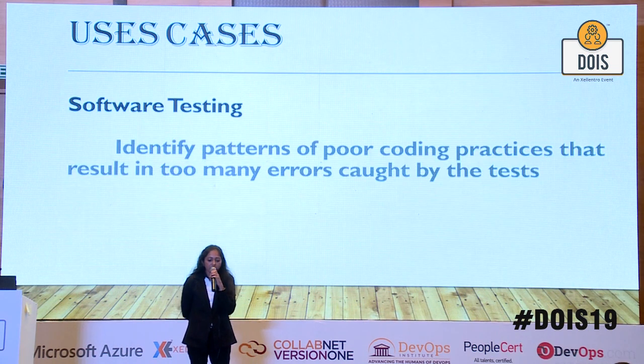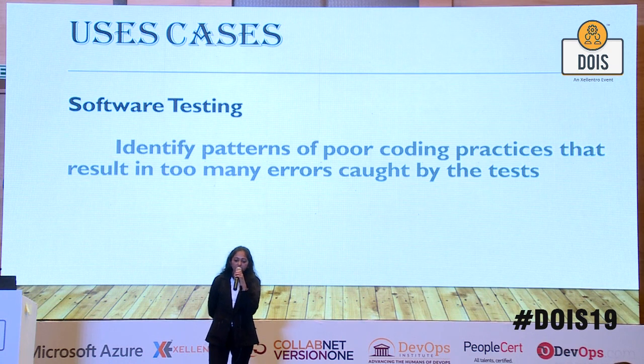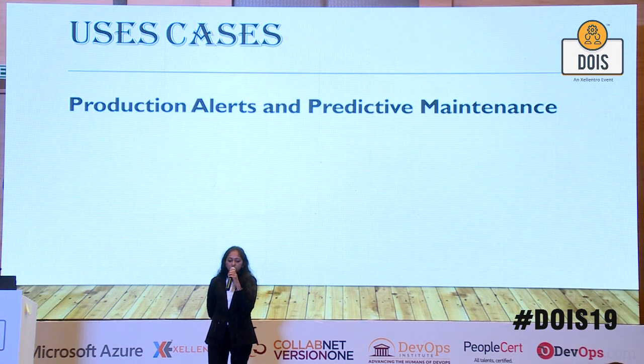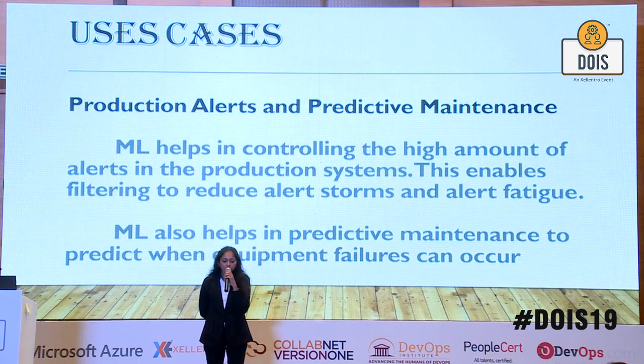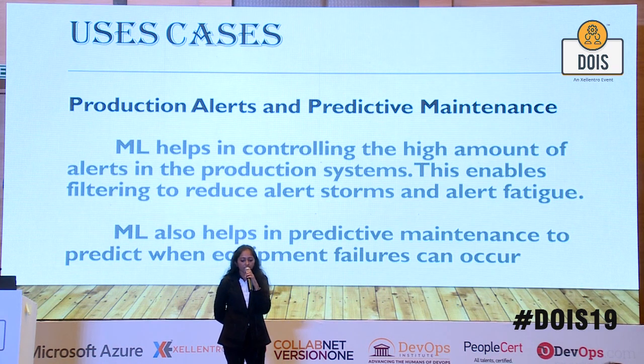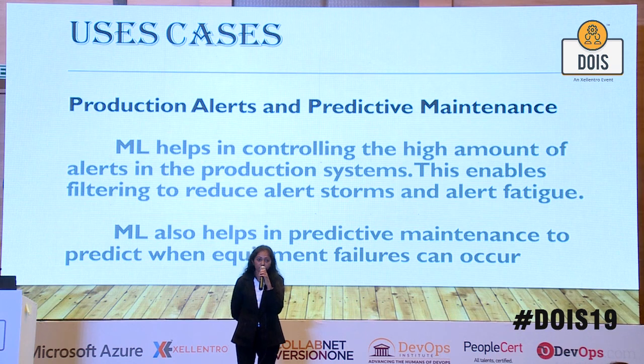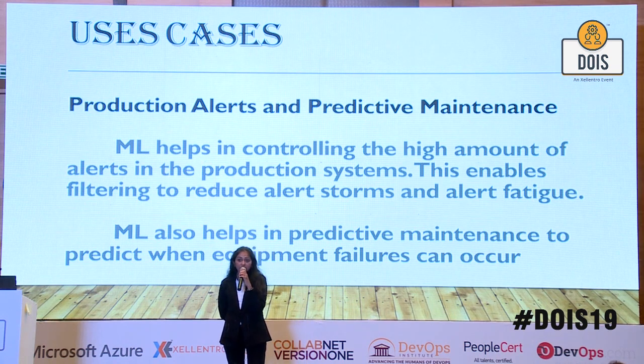Software testing is to identify poor coding patterns that result in too many errors, right? And production alerts and predictive maintenance help control the high amount of alerts in production systems. This is one of the key things most customers complain about, right?